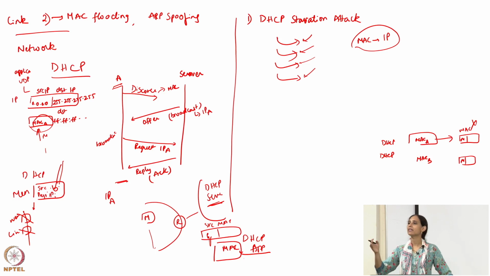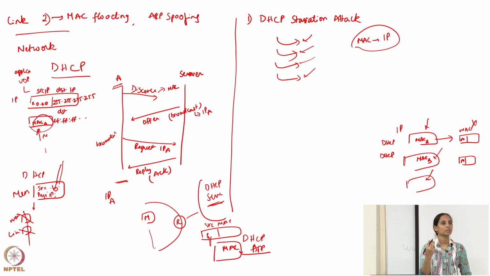Whereas these packets, when they get forwarded over the router to the DHCP server, inside it they are basically seeing multiple MAC addresses. And for each of them it will assign one IP address and pass. Thereby the pool of IP addresses will get exhausted.